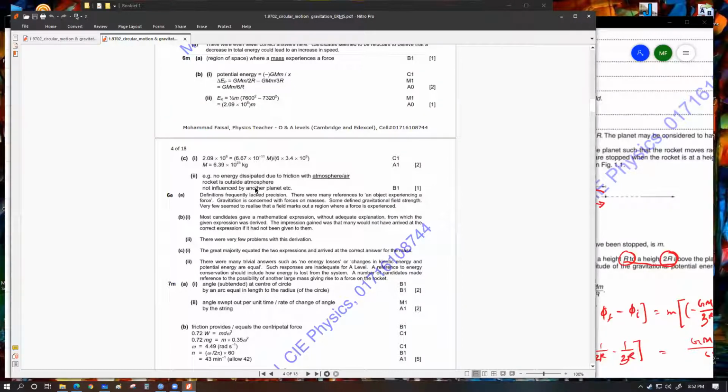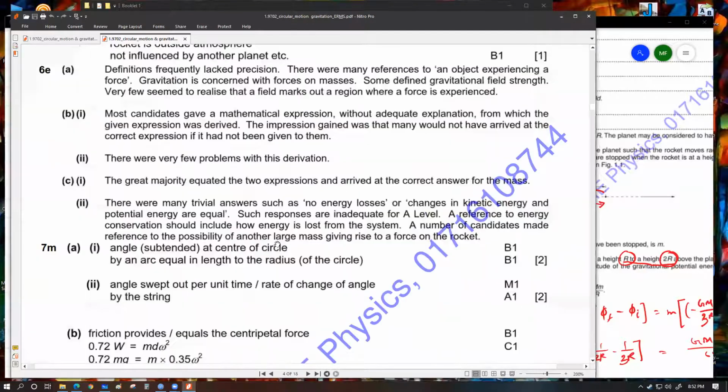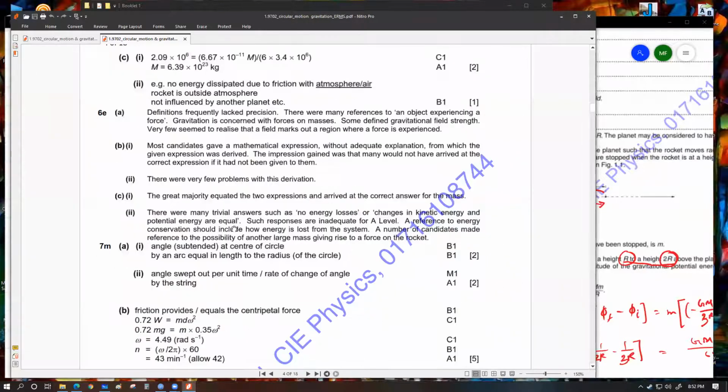Okay. If you have a look at the examiner's report, it says there were many trivial answers. Let me zoom in. There were many trivial answers such as no energy losses or changing kinetic energy and potential energy are equal. So these were considered trivial. Such responses are inadequate for A level. So you see, if you just mention that the energies were equal, that's basically what you're doing.